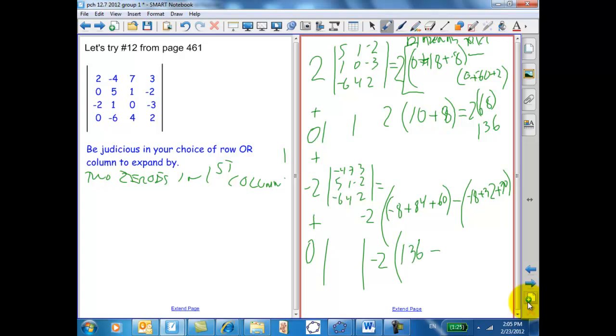Minus 92 minus 18. Ooh, no, that's 102 minus 18. 94, right? No. Yes. No, 84. 84, right? 18 off of 32 is 14. 84, right? So you get negative 2 times 52. So that part's negative 104.